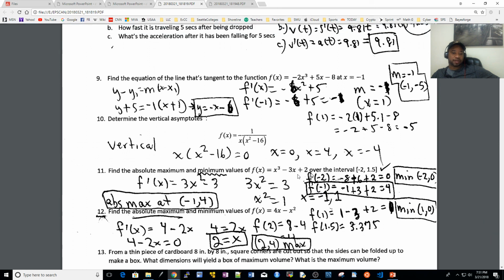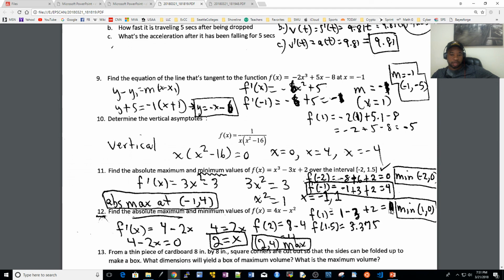So we took the derivative here. We're getting 3x squared minus 3. We set it to 0, and then we solve for the x. So x is plus or minus 1. So we have 4 points: -2, -1, 1, and 1.5. So we have them all lined up right here. Those are the points.